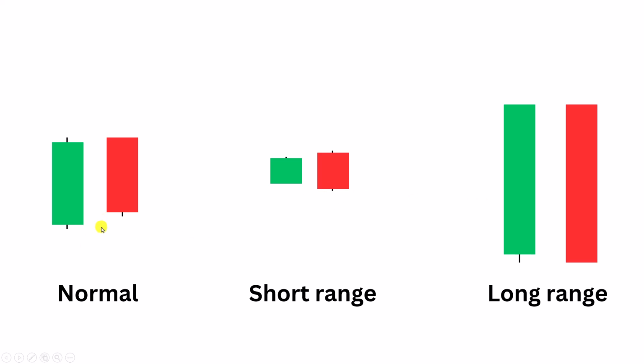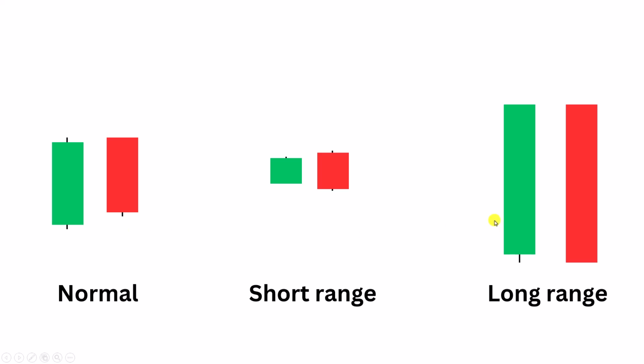Now, the short range and normal range are subjective, meaning when you look at a chart, you may feel a candle is of short range, but I may feel that the same candlestick is of normal range. So this varies from person to person, and there is no hard and fast rule as to decide whether the candle is short range or normal range.